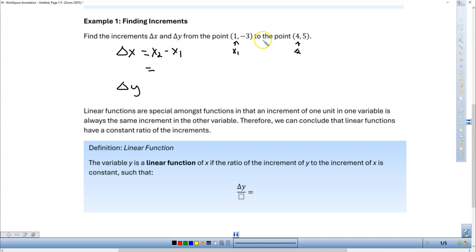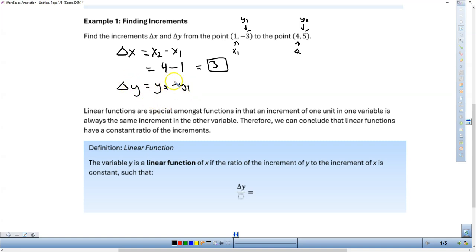If I do this, my first value is 4, so I'm going to do 4 minus 1. This means that the change in x is 3. Now, if we look at the change in y, we're going to look here at the y values. This is my y1 coordinate and this is my y2 coordinate. The change in y is y2 minus y1.